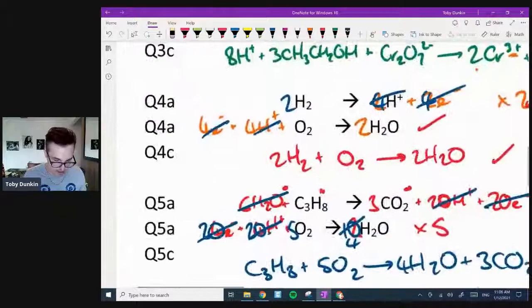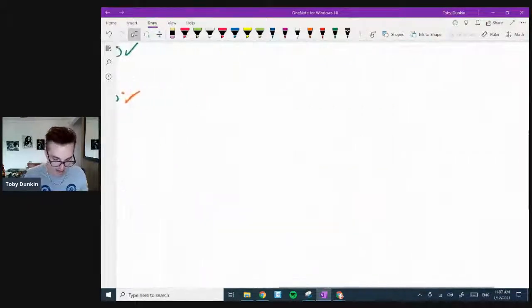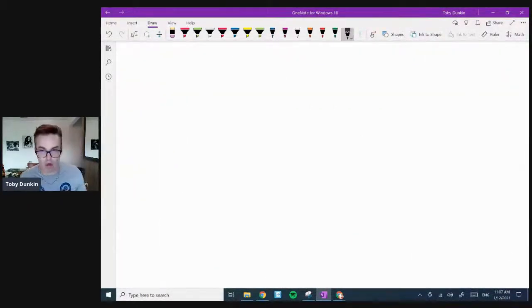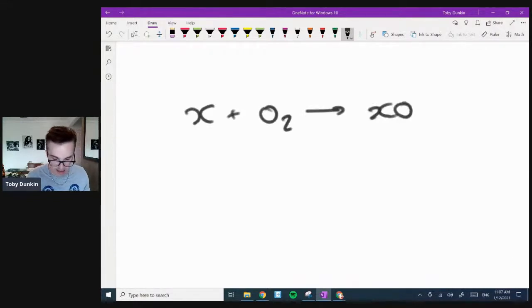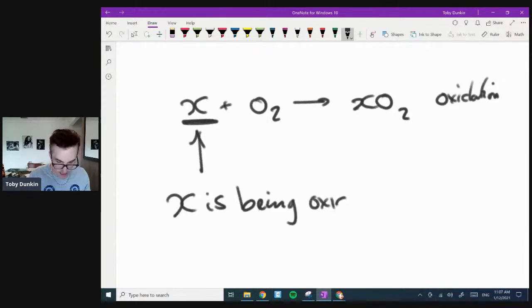Oliver, you need to realize that you're saying oxidation is the addition of oxygen. Yeah? And you're looking at the overall equation, Oliver, not the half equation. If you have X and add oxygen, then you know this is an oxidation reaction, but who is being oxidized is X.